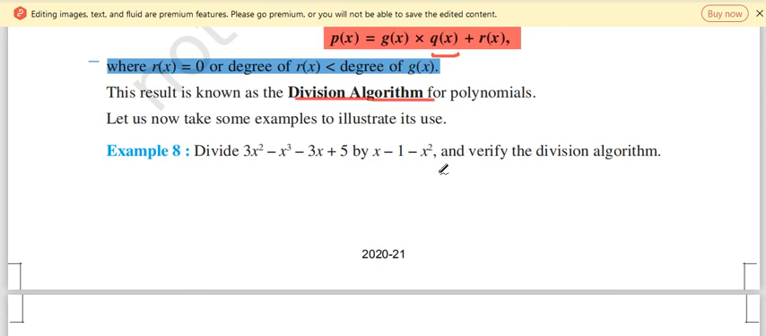Before dividing, we rearrange this, since it is not in descending order. First x cube, then x square, then x, then 5. Rearrange this in descending order, then divide.